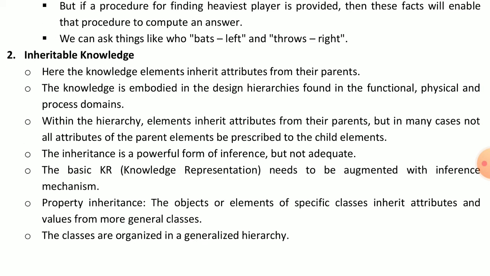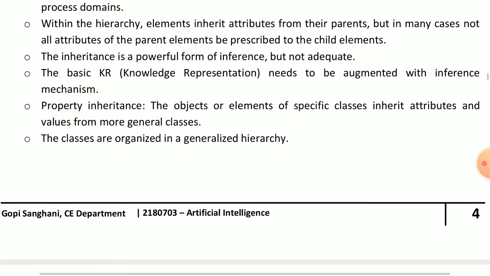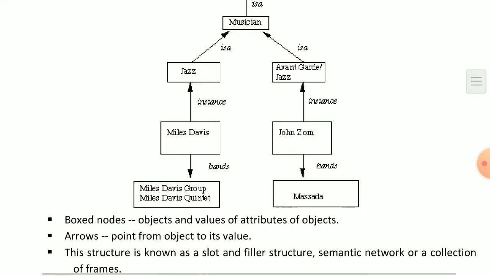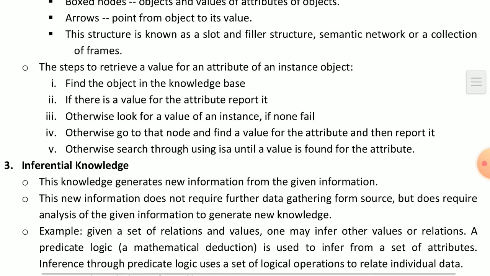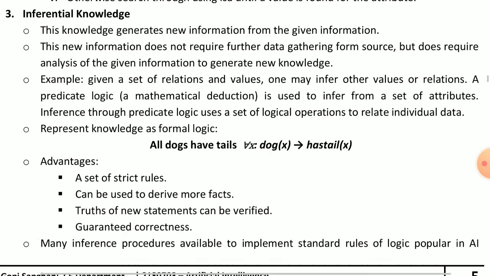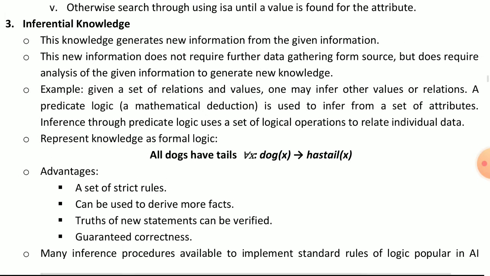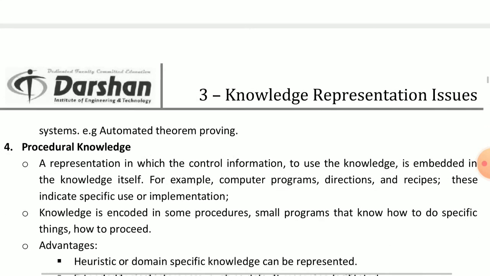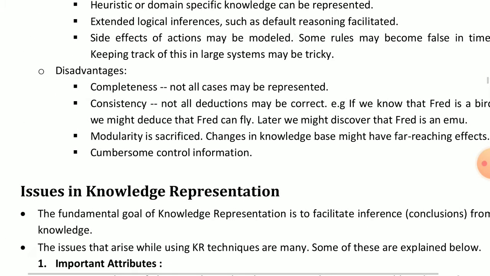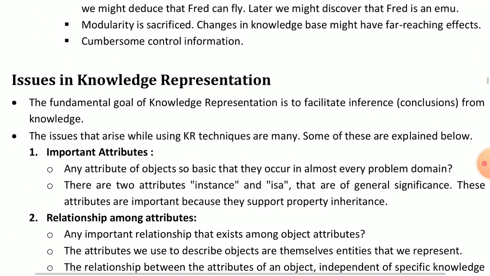Second is inheritable knowledge. Here we can also take one example and then understand the topic. Third scheme is inferential knowledge. Its basic introduction, its example, and its advantages are given. And fourth scheme is procedural knowledge. Its basic introduction, its advantages and disadvantages are given, and I will explain all these topics.